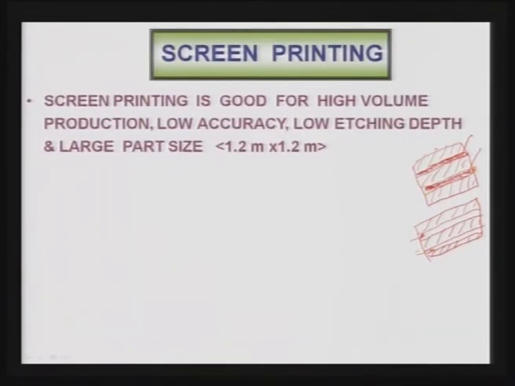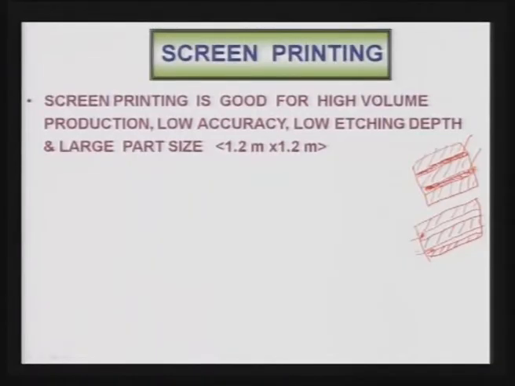Screen printing is good for high volume production because the masking rate, or the time taken for masking, reduces substantially as compared to the cut and peel method. However, the accuracy is low because the accuracy in this particular case will depend upon how accurately you have made the screen and how accurately you are applying the maskant. Low etching depth and large part size can be done because screen printing is comparatively easy. So, for large size parts, if you can make the screen, you can easily do the masking and chemical machining.